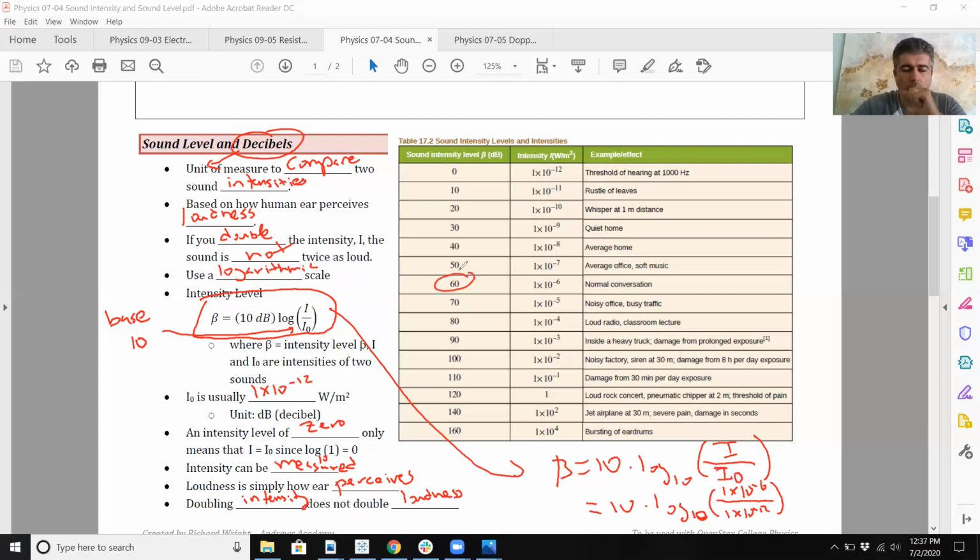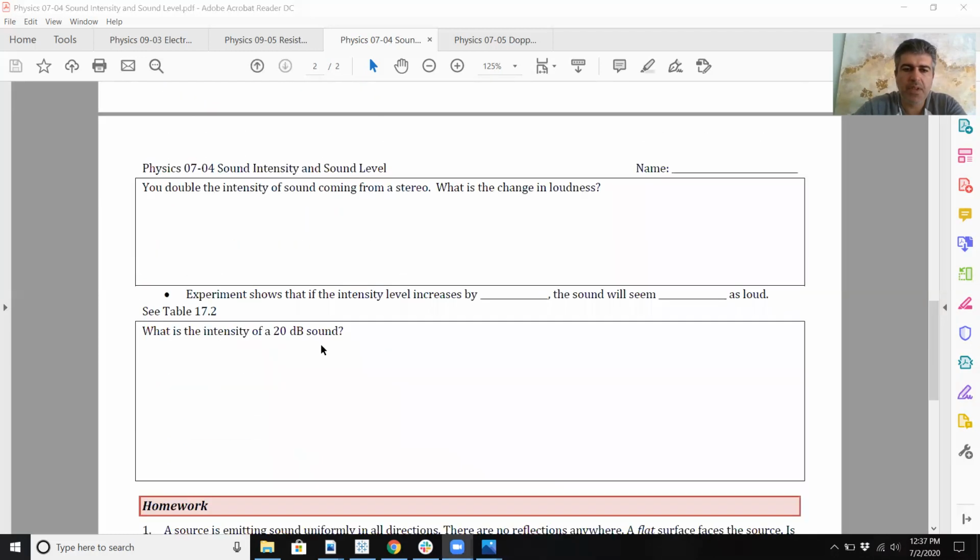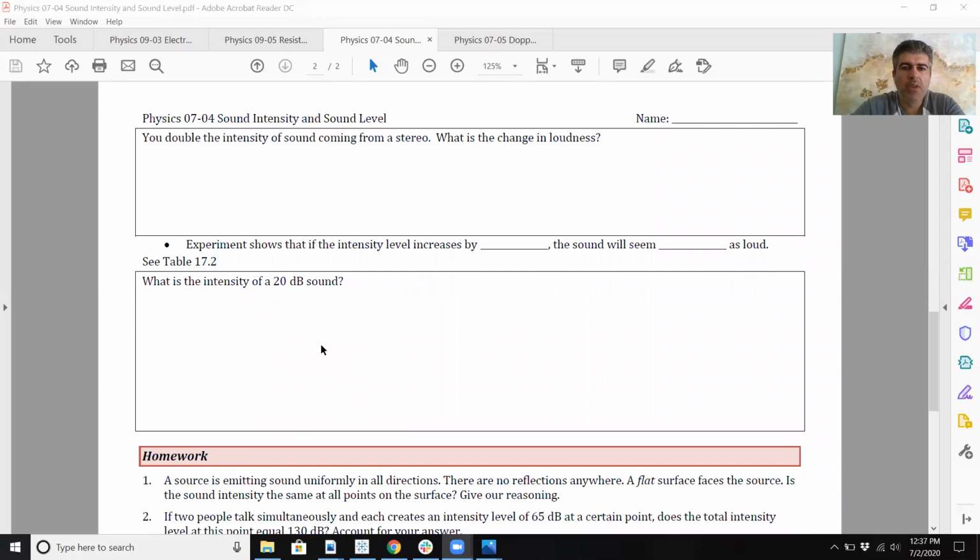So let's look at a couple examples here. So you double the intensity of sound coming from a stereo. What is the change in loudness? Okay.